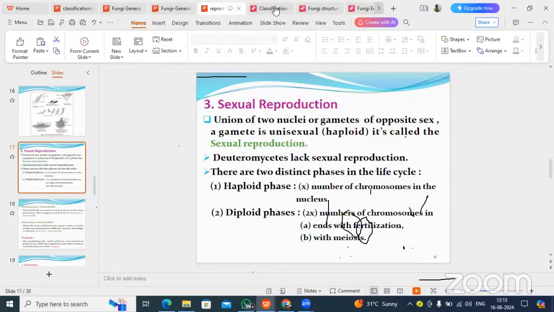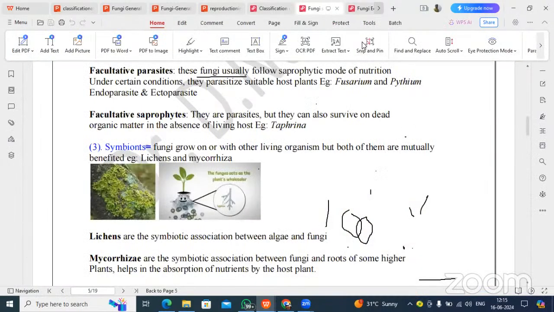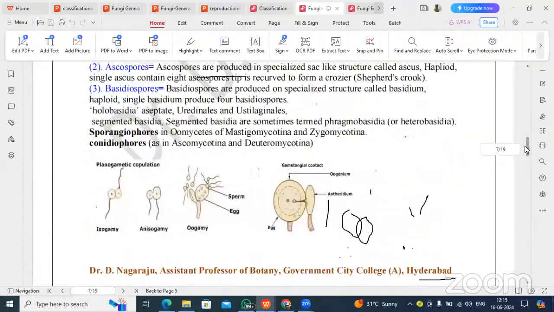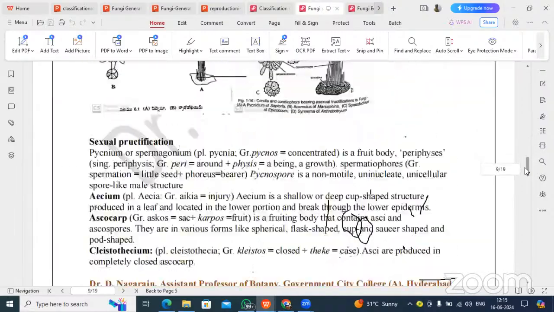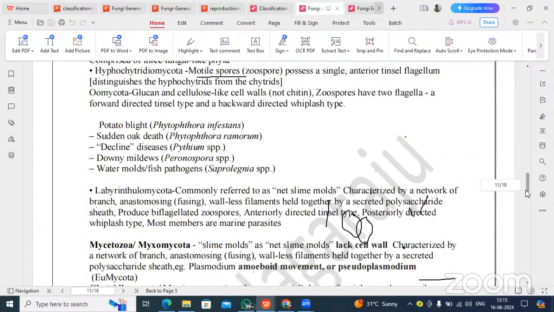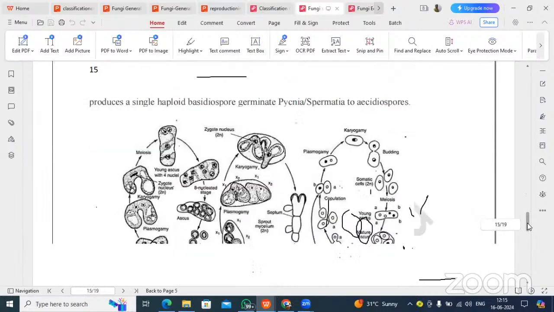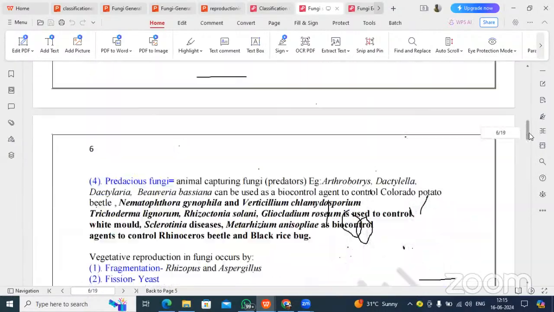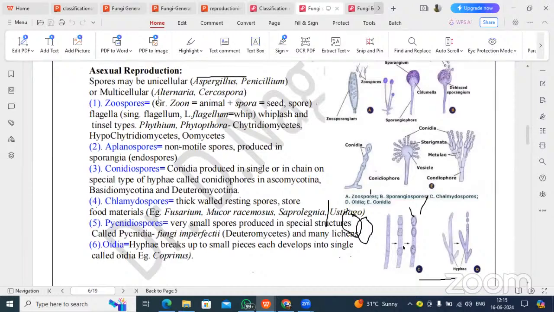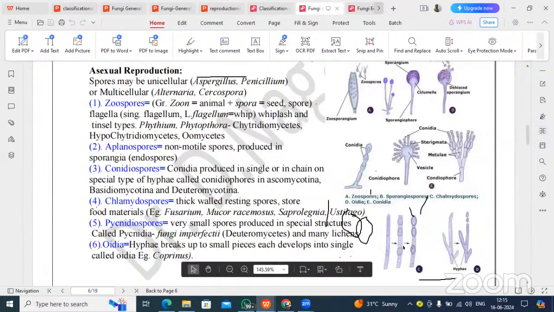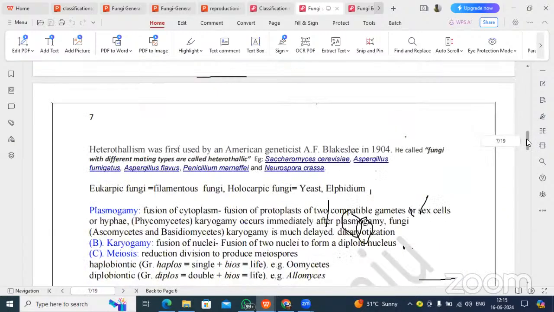Yeah, these are the various types of spores you can see here in asexual reproduction: zoospores, aplanospores, conidiospores, chlamydospores, pycnidiospores, oidia, arthrospores. These are the various types of asexual spores.